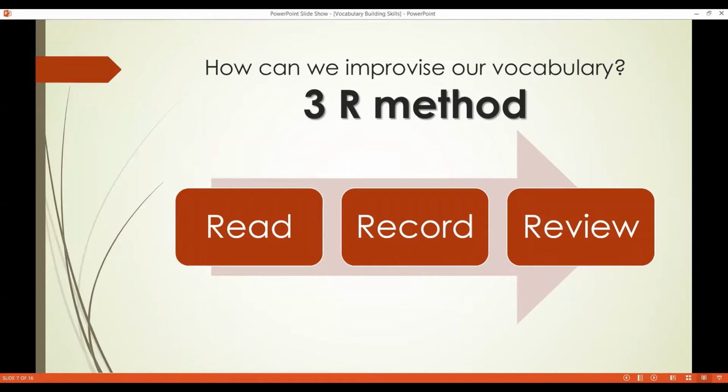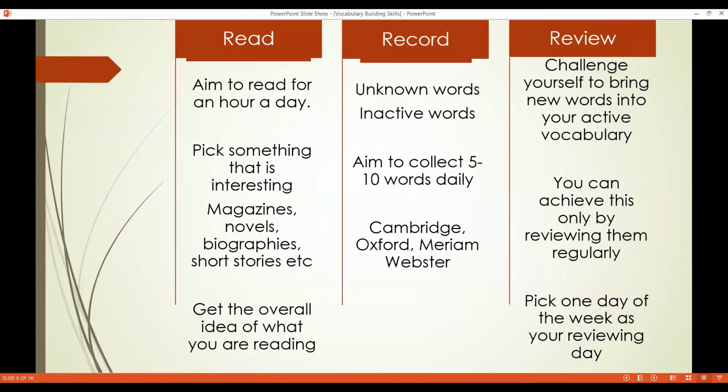Well, there is a method for everyone, the method which has worked for me and for my students. Today I'm going to introduce it to you as well, that is the 3R method. If we adopt this in our daily lives, we can improve our vocabulary. That is the 3R method: read, record, and review. And how we are going to do it, you're going to see in the next slide.